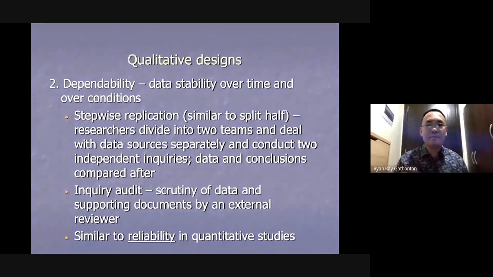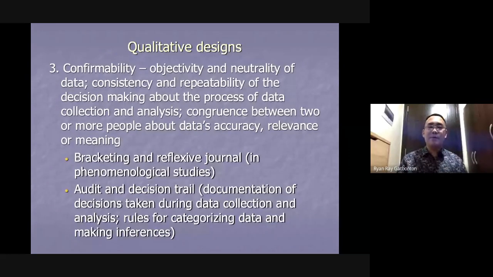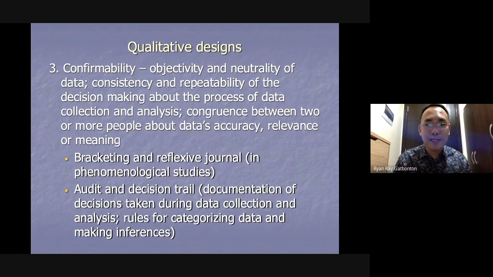The third dimension of trustworthiness is what you call your confirmability or the objectiveness or neutrality of your data. So kung gaano ka-objective ang inyong data, yan ang pinag-uusapan sa confirmability. So in confirmability, dito lalabas yung inyong subjectiveness. Kung ang inyong bias, kung ang inyong reflexivity ay nakakaapekto doon sa inyong data collection. So in confirmability, you can achieve this by bracketing or reflexive journaling.